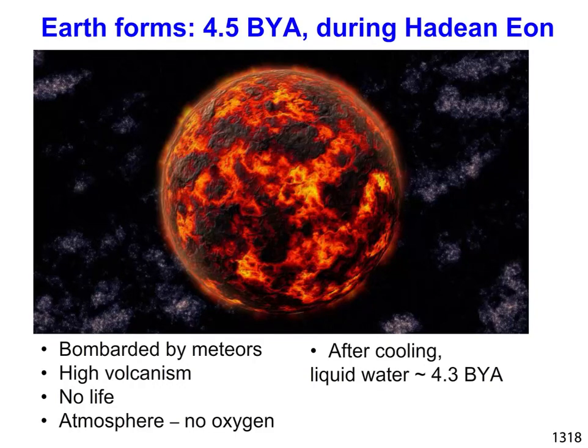Now, 4.5, 4.6, give or take 0.5 billion years, Earth was formed during the time period known as the Hadean Eon. The Earth was getting slammed by meteors. Lots of volcanoes, no life, no oxygen. Eventually, the Earth's crust would cool, okay, and liquid water would finally start to condense here. But it would take a while for this to happen, and so Earth actually had a pretty violent beginning.